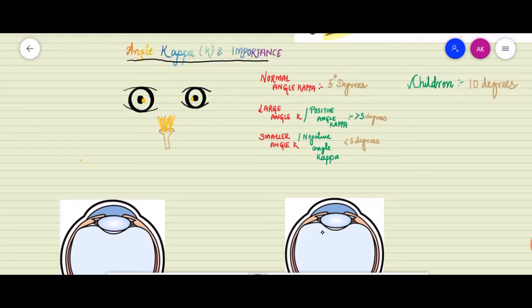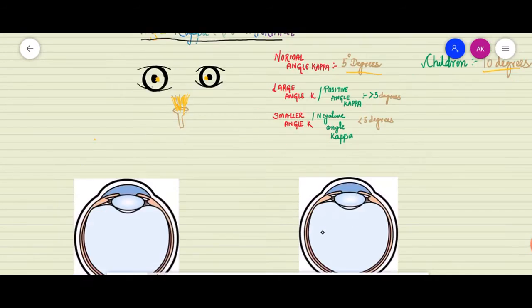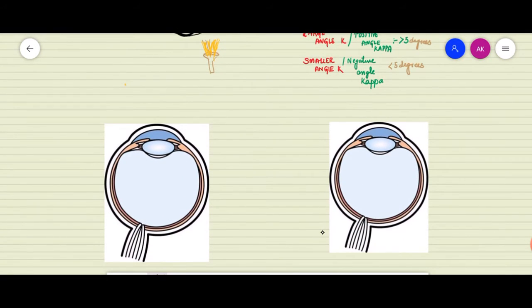First thing I want to tell you is that whenever we shine a torchlight into a patient's eye, the reflex that we see is not exactly in the center of the pupil. It is seen somewhat nasally. This will be about 5 degrees, right? And why does this happen? This happens because of the normal angle kappa, which is about 5 degrees in a normal adult, and in children it is about 10 degrees. Now, why does this happen that the reflex is present on the nasal side? Let me tell you.